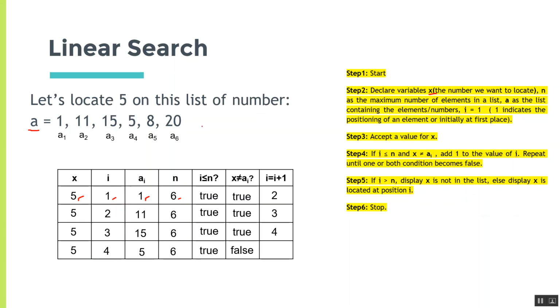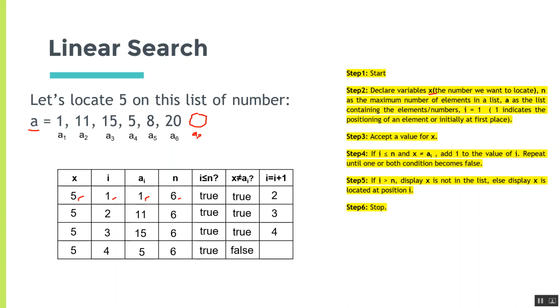So i would become 7. That's somewhere around here. So this is a null value. This is a sub 7, a null value. We don't know what value that is. And 7 is greater than n, so we already exceeded the number of elements in our list. So if i is greater than n, display x is not in the list. This is the only time that we're not able to find our number, since we already exceeded the list and still are not able to find it.